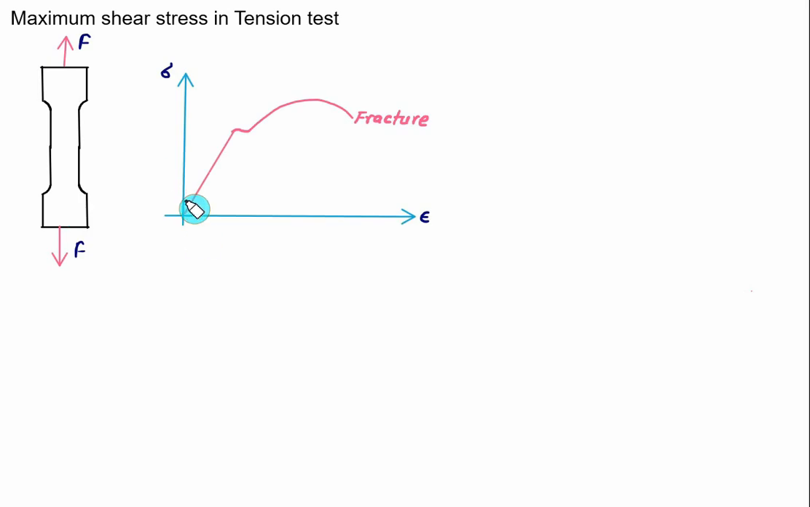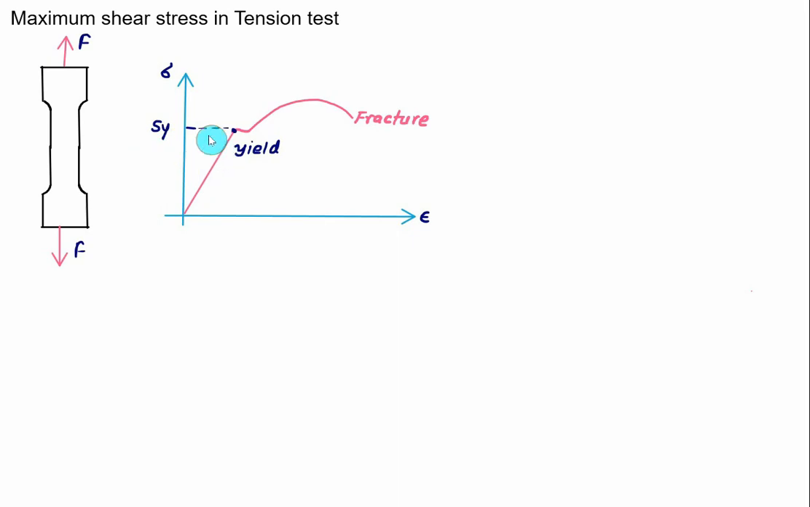Initially, the stress is proportional to strain up to the yield point. So this point here is called the yield point. And then the necking starts. That is, a permanent deformation will start. So this value is represented as Sy, that is the yield strength.